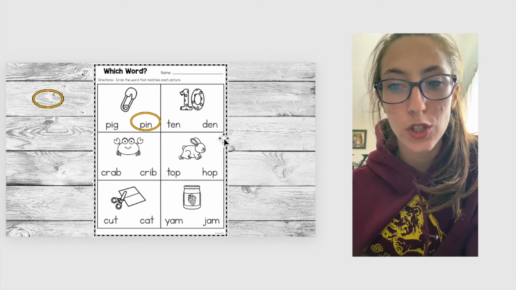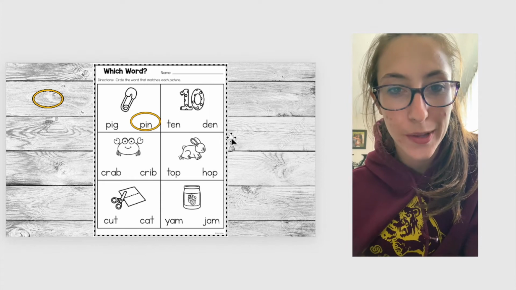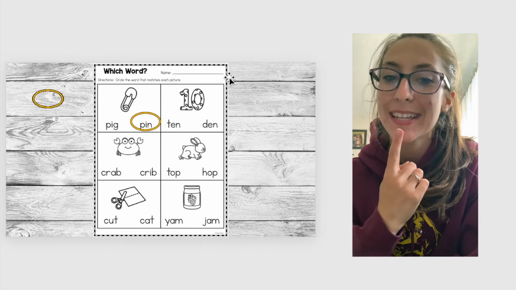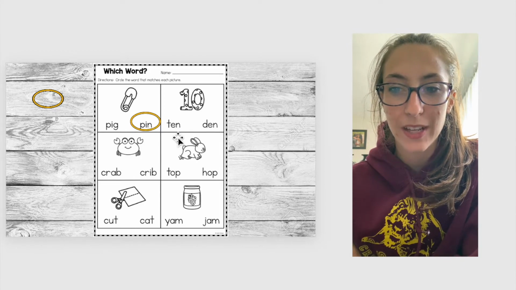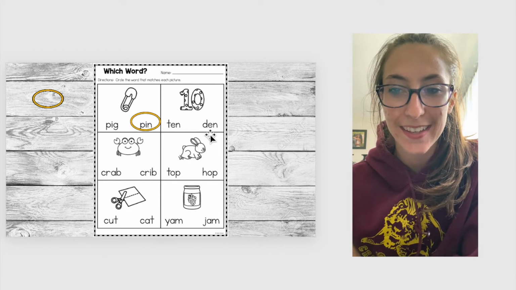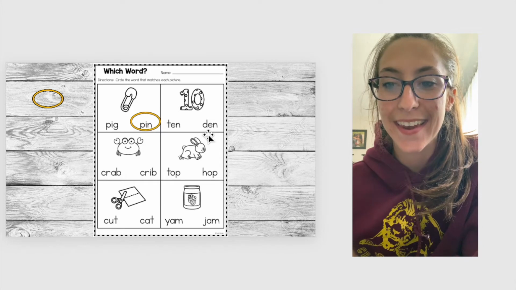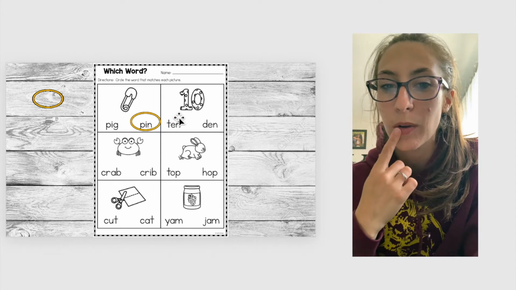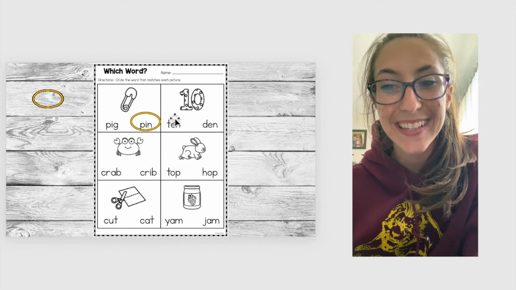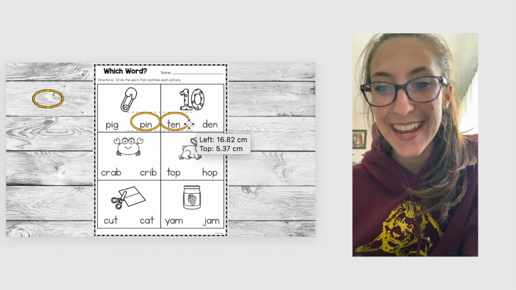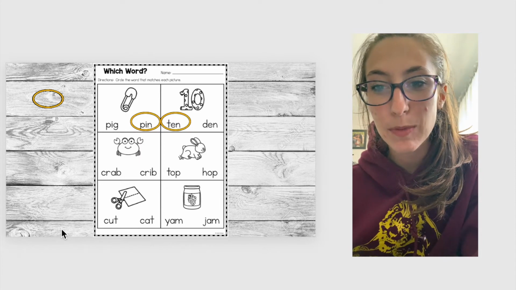Okay, this is the number 10. So you need to look at these two words and figure out which one is the right one. So 10 starts with a t, t, t. So what word do you think is the right one? I see t, n, and I see d, n. Which one's the one that we need? This one, because it says 10. Perfect.